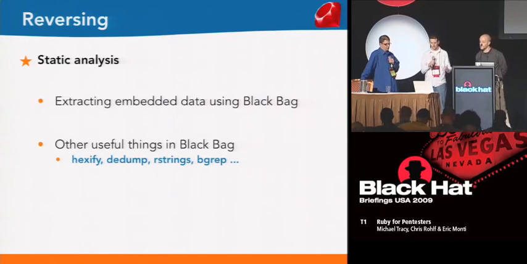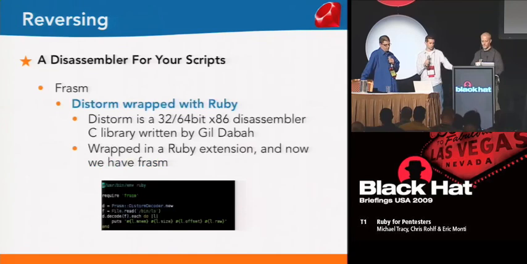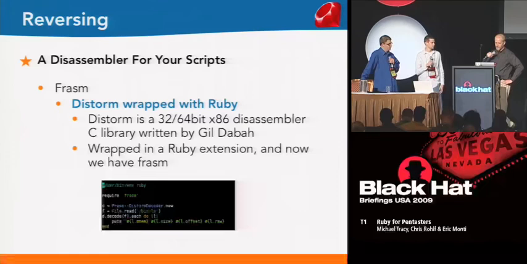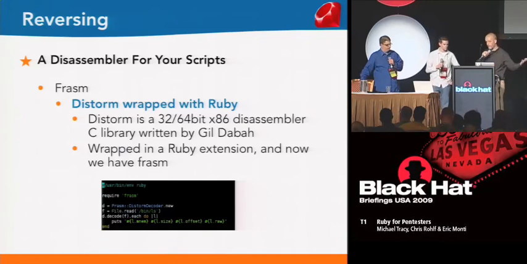And again, BlackBag comes in here because it lends itself to our larger scope static analysis projects like disassemblers and that kind of thing. And there's also some built-in methods for pulling out data like hexify and rstrings, which is a better Unix strings. So again, implementation: a disassembler is an invaluable tool for reverse engineering. So why not make it part of your scripting workflow? Having a disassembler for your scripts is what we're talking about here.